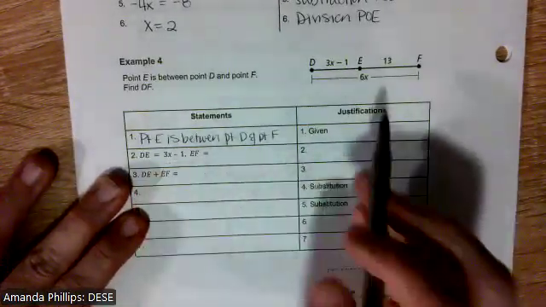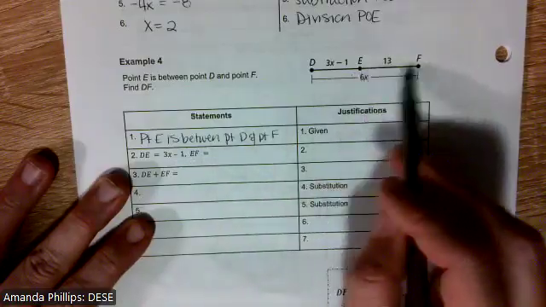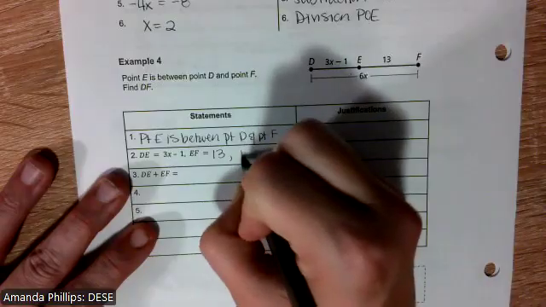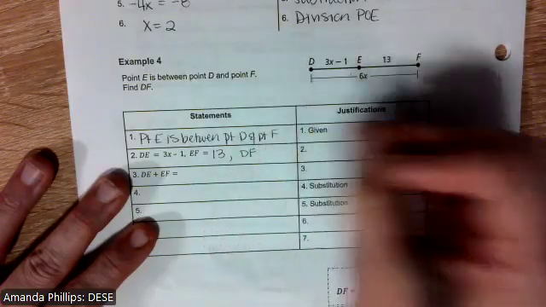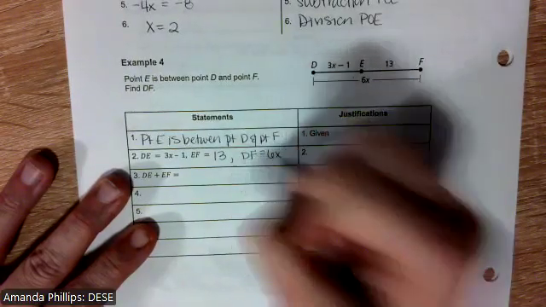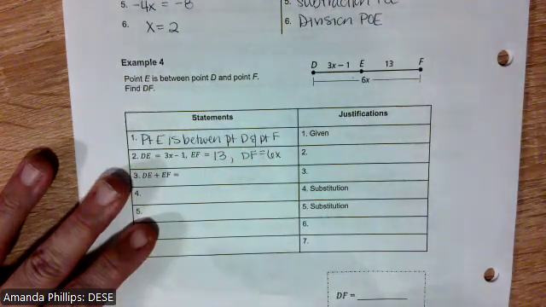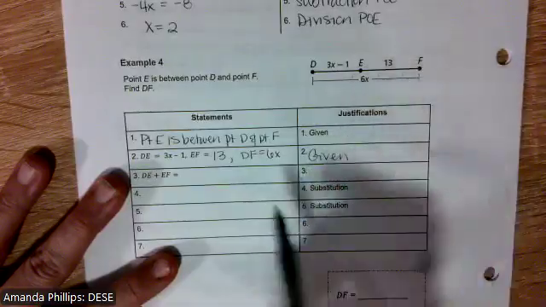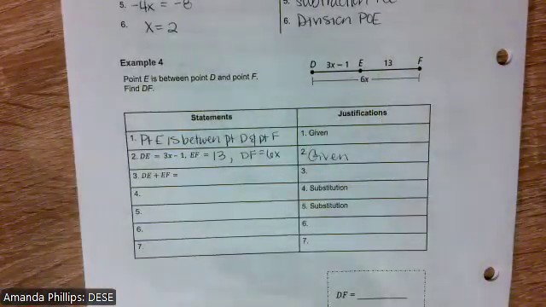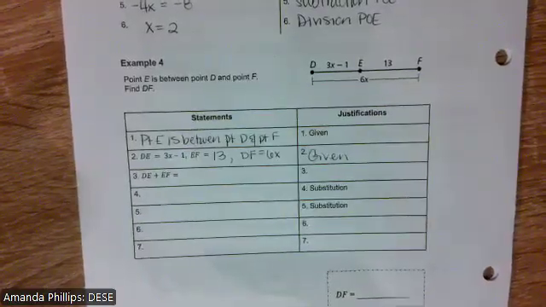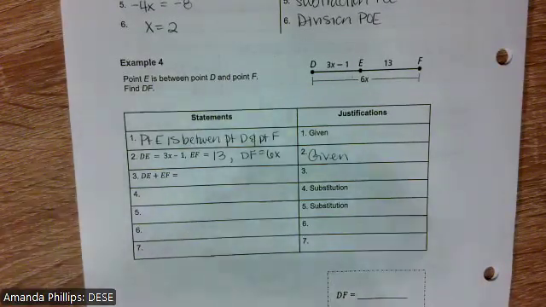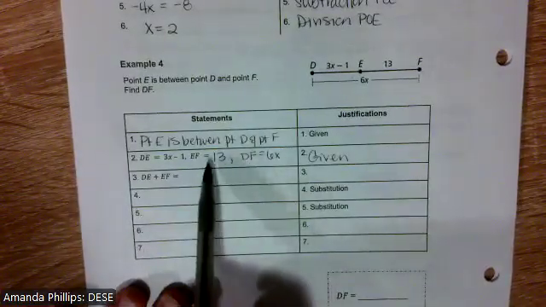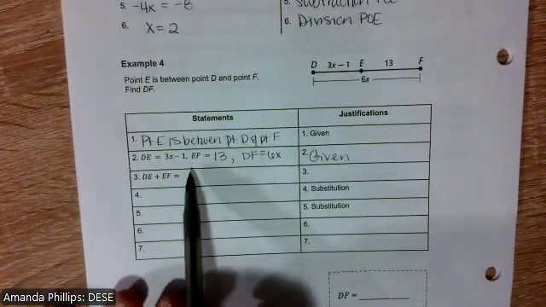Okay, now what else did it tell me? DE is 3x minus 1, and EF is 13. And it also tells me that DF is 6x. So it's like making you kind of add more as you go. And again, this is given. It may not have been given in words, but it's given in the picture.